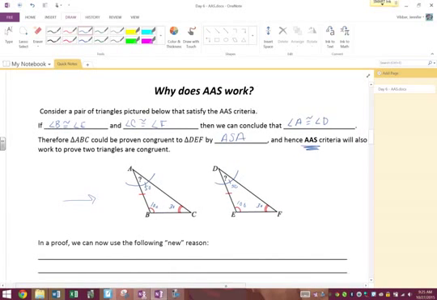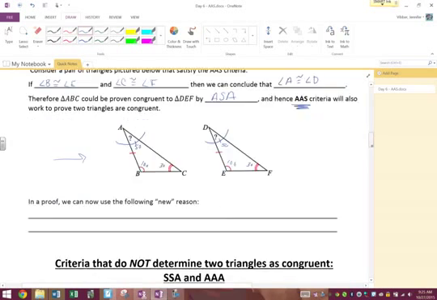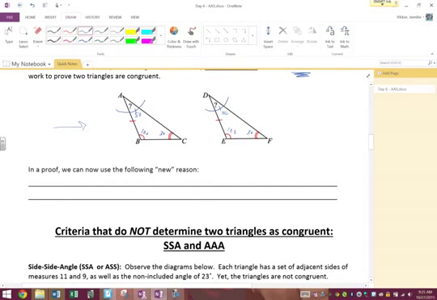All right? So, in proofs, we can now use the following new reason: angle, angle, side congruence. And we can also use another new reason: if two angles of one triangle are congruent to two angles of another triangle, then the third angles are congruent. Okay?